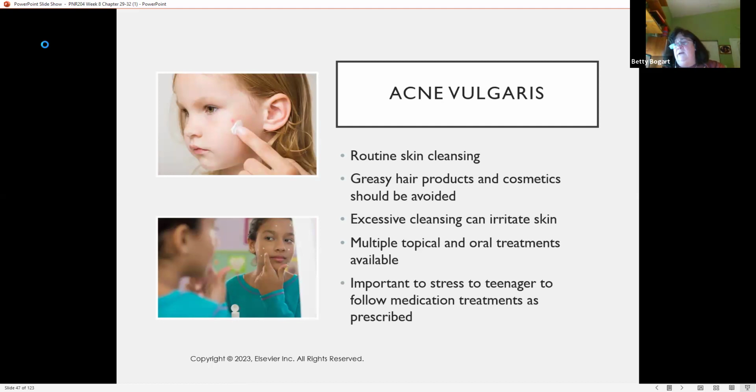How do we take care of it? Well, you need to clean it, but not over clean it. Some adolescents want it gone so bad, they clean their face so much it creates more. So they need to be taught that. Keep those greasy hair products and cosmetics away from them. Again, don't over clean it. And then use whatever they've been given the way that it's been ordered. Usually it's multiple types of creams and lotions and ointments, and they need to follow it the way that they should. It has to be done as prescribed. And again, as I said, more is not better.